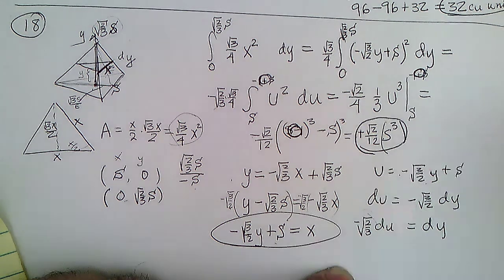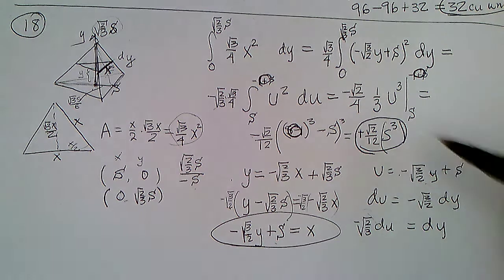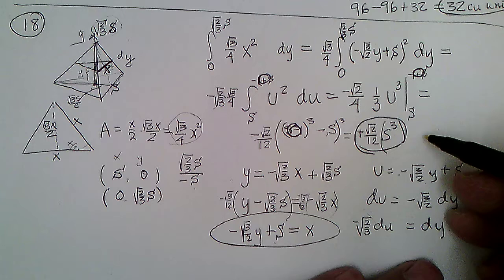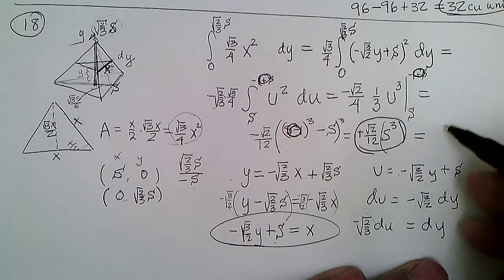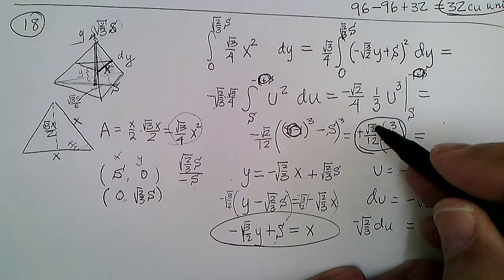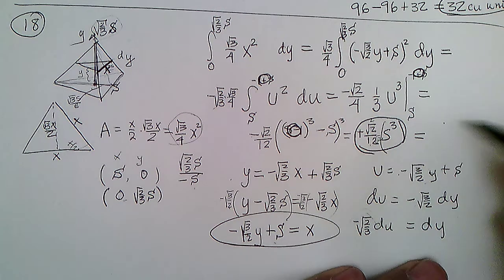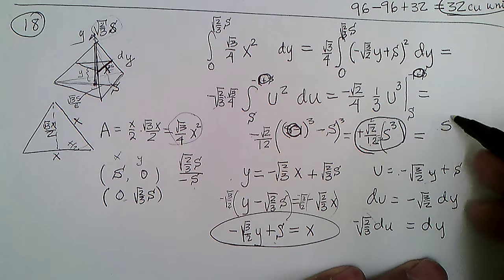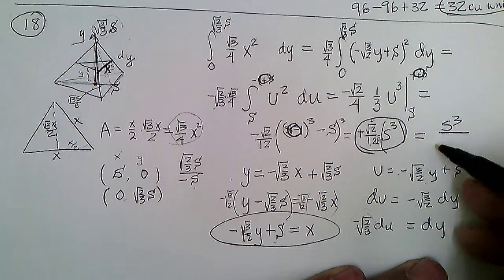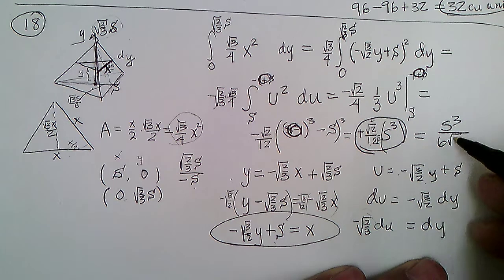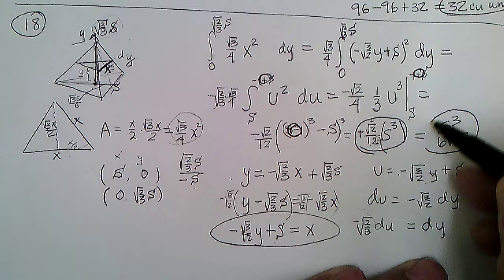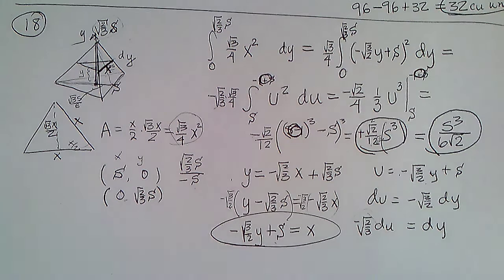There's the answer. Now in the back of the book, they multiply the numerator and denominator by the square root of 2, and they end up with 12 square root of 2. The 2 goes into 12 and makes 6, so they get s cubed over 6 square roots of 2. Actually, they don't have that in the back of the book, but that's a typical formula for the volume of the tetrahedron.